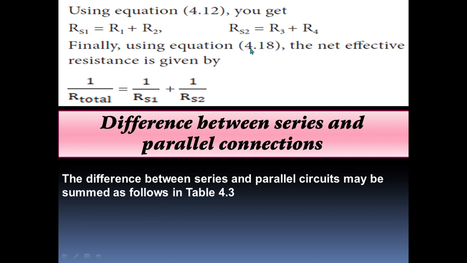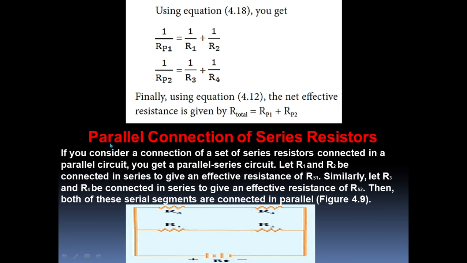Finally, let me calculate the effective resistance in parallel. What is the formula of parallel resistance? 1 by Rp is equal to 1 by R1 plus 1 by R2. Here 1 by R, the total resistance, is equal to 1 by RS1 plus 1 by RS2. This is a very important formula for the parallel connections of series resistors.